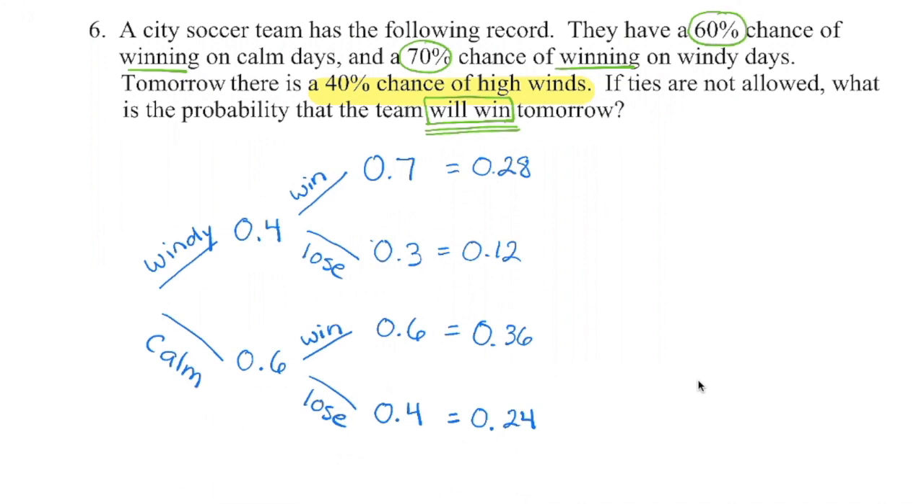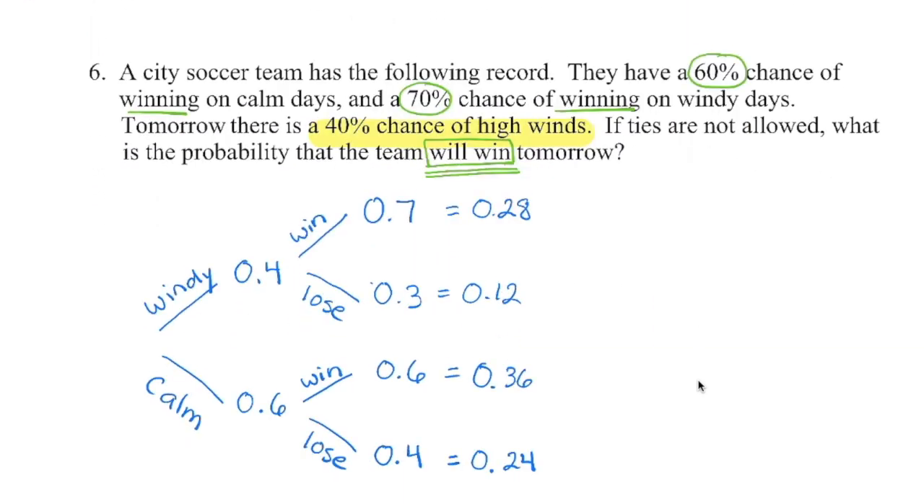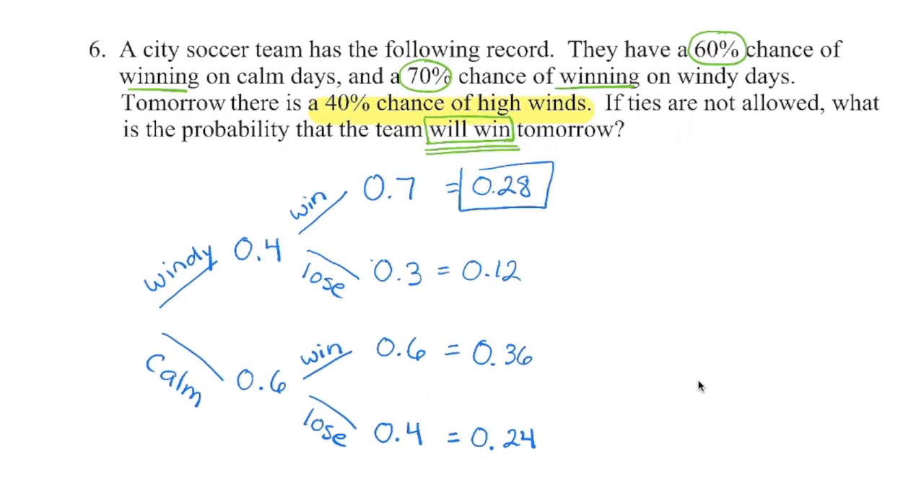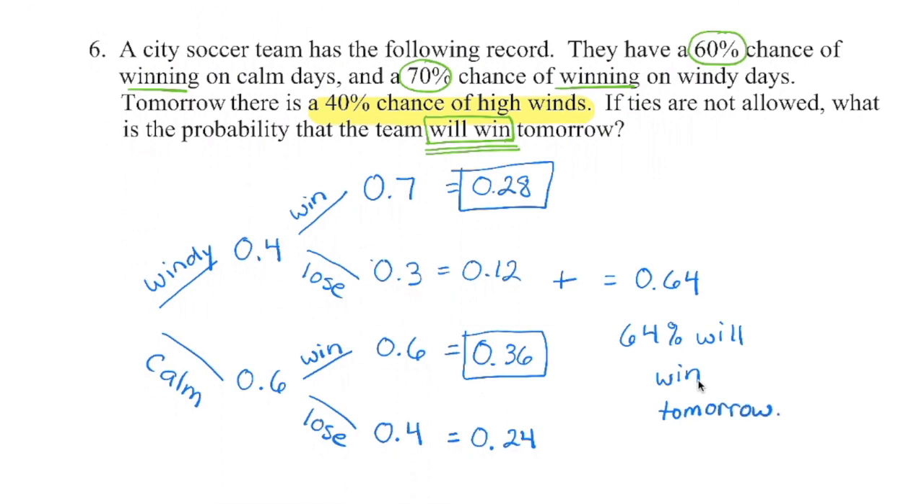Okay, so I didn't need to do all of those, but I filled them in just so you can see what's happening. I only want the probability that the team will win tomorrow. So the 2 conditions in which we can win are windy and win. So that's this one here. Or I can win when it's calm. So that's this one there. I'm going to total those 2 together. And when we add those 2 up, we get 0.64. So I have a 64% chance I will win, or not I, the soccer team, will win tomorrow.